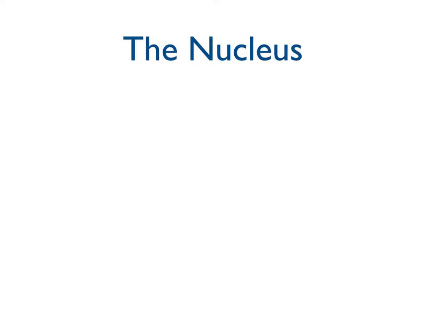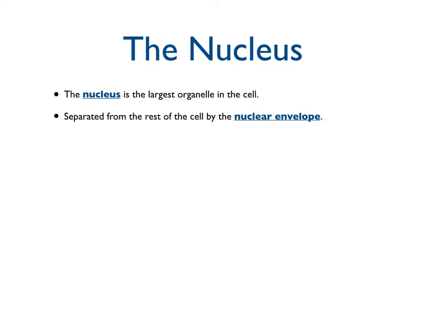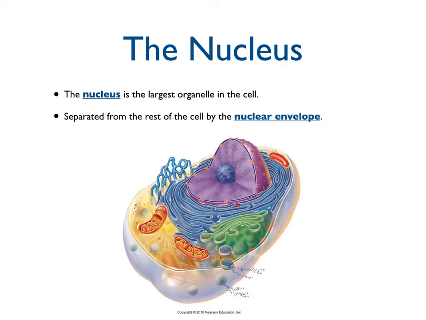One of the things you should have noticed from the figure of the composite cell is that the nucleus is the largest organelle in the cell, and it's separated from the rest of the cell by a membrane called the nuclear envelope. Again, if you look at the figure of the composite cell, you can see the nucleus there in the center. At this point, however, it's difficult for you to see the fine details of the nucleus, so if we blow the figure up, we can take a closer look at the structure of the nucleus.